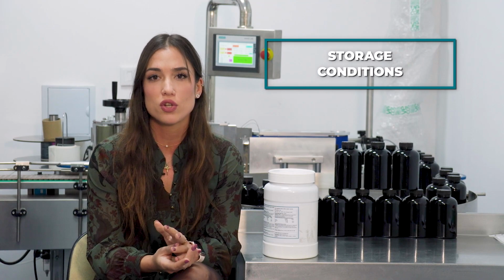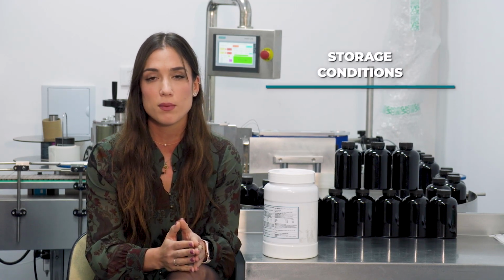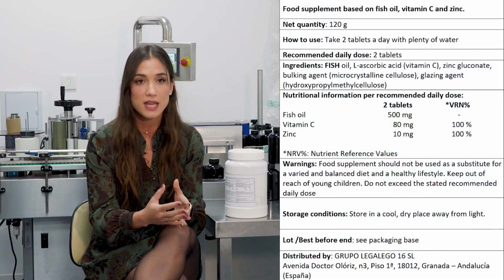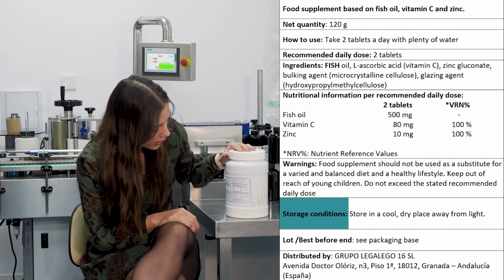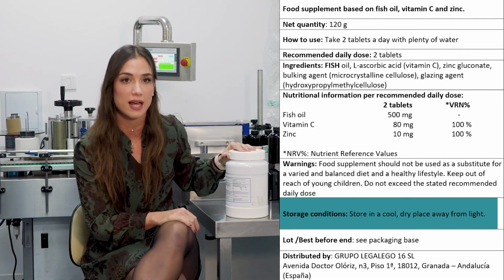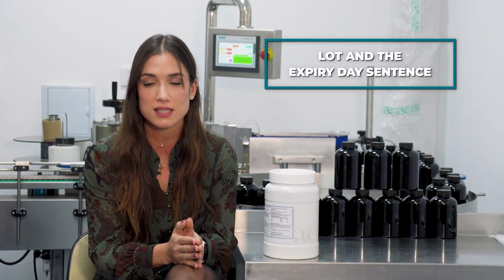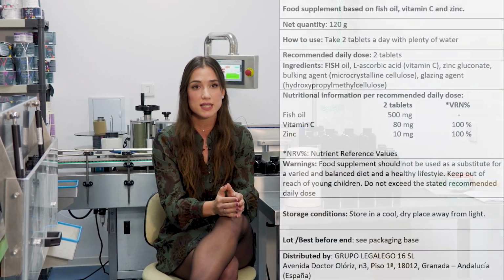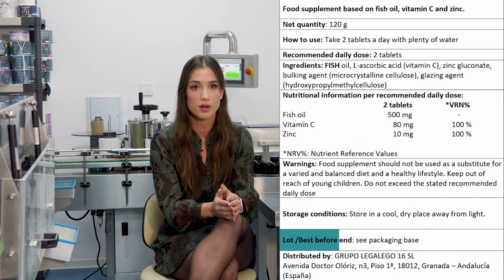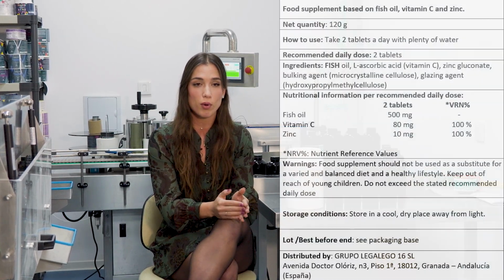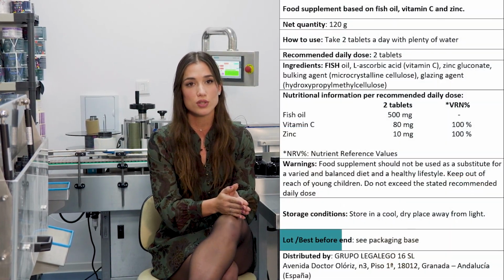Other point is the storage conditions. We have to indicate in the label how the product will be stored. In this case, we have stored in a cool, dry place and away from the light. Then we have to indicate also the lot and the expiry date sentence. There are 2 different ways to indicate the lot and the expiry date sentence. That would depend if you are going to indicate it as day, month, year or month, year. If we are going to indicate it as day, month, year, the sentence would be lot best before. And if you are going to indicate like month, year, the sentence would be lot best before end.